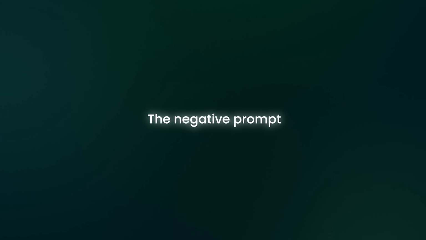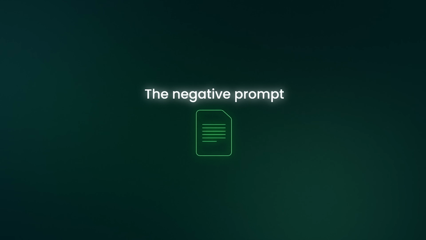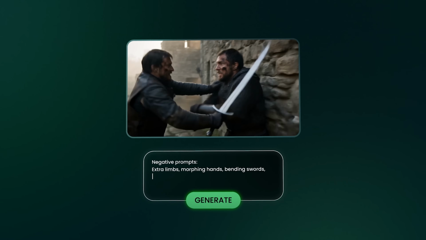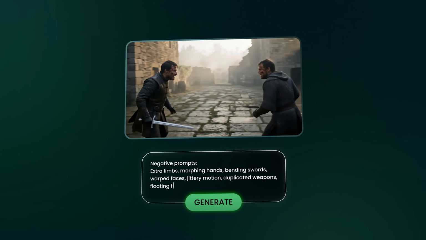Then there is the one almost everyone skips, the negative prompt, which is just a list of the things you are telling the model not to do. So you take the exact problems you keep seeing and you name every one of them before you ever hit generate to prevent the bad version from happening in the first place.